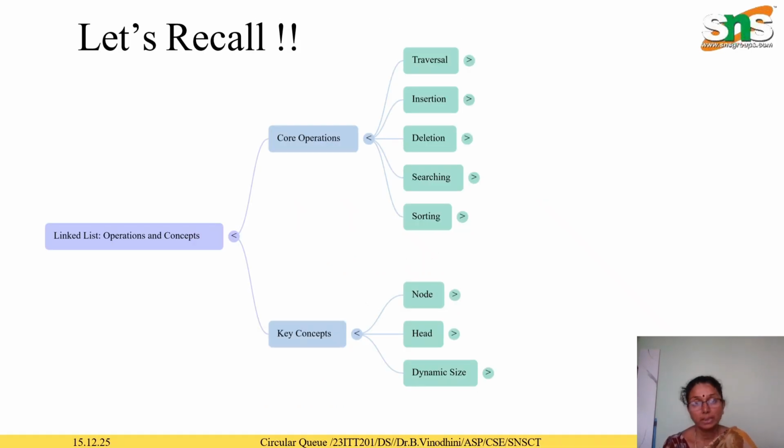Now we will recall the previous session. In the previous session, I taught what a linked list is and what operations we can perform on the linked list, like traversal, insertion, deletion, searching, and updating, and also the types of linked list like singly linked list, doubly linked list, and circular linked list.